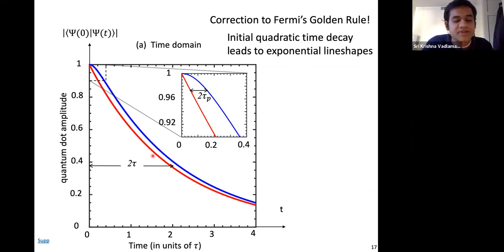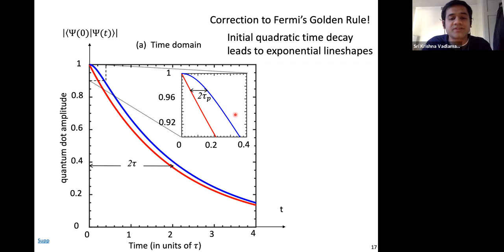Instead of a purely exponential decay, you get again exponential decay, but at t equal to 0, it's not linear. So if you zoom in, you see that red is linear. If you write down the Taylor series, you get t squared, t cubed, and so on. But when you write down the blue one, you do not get the linear term in t. So this is a t squared term.